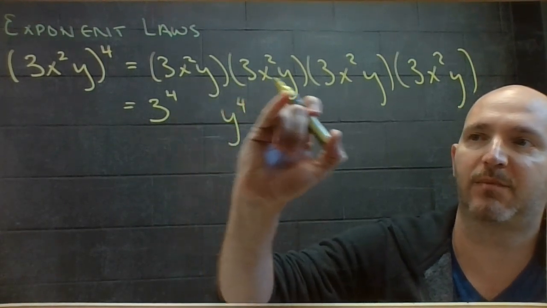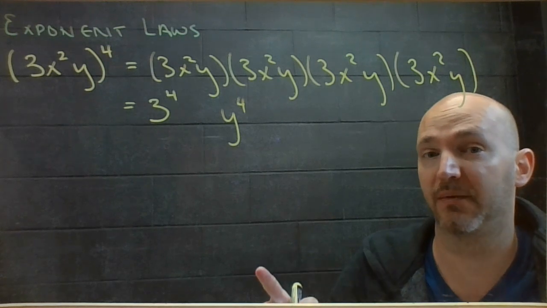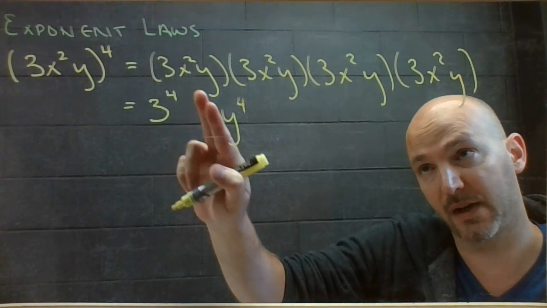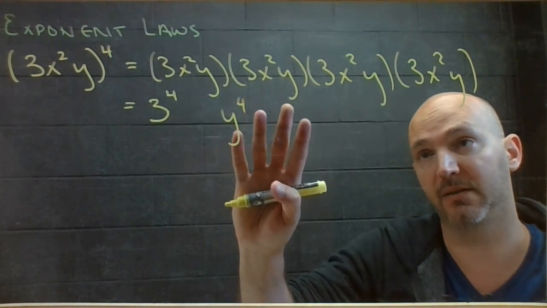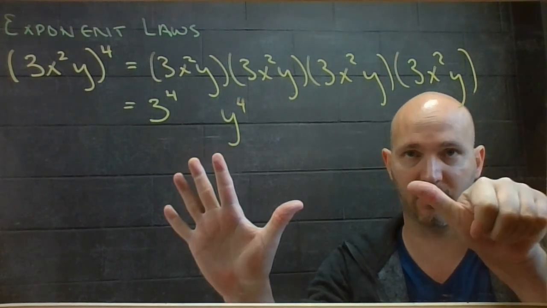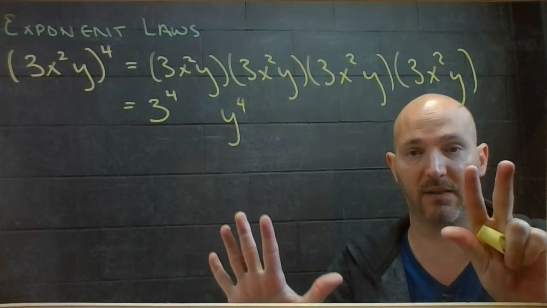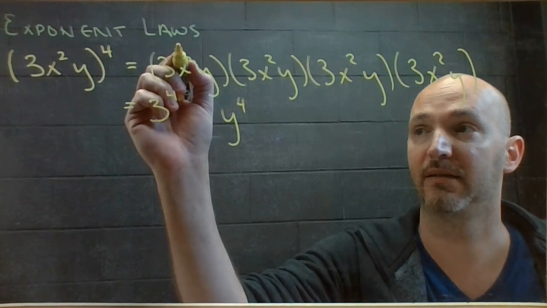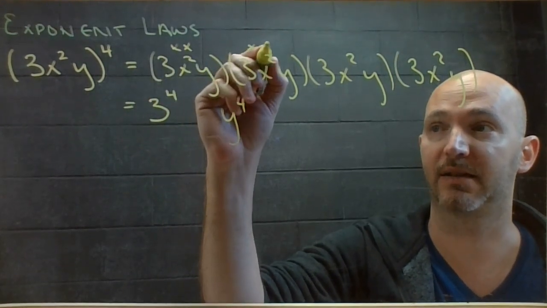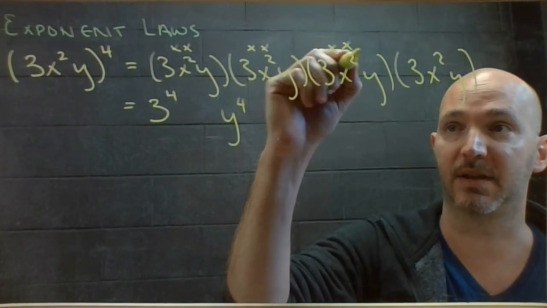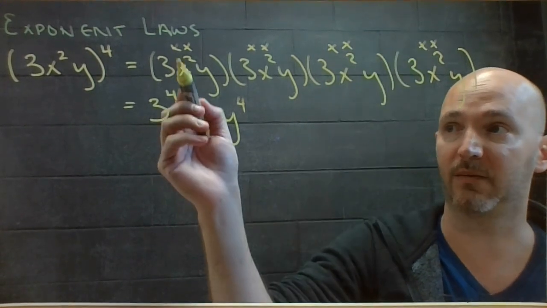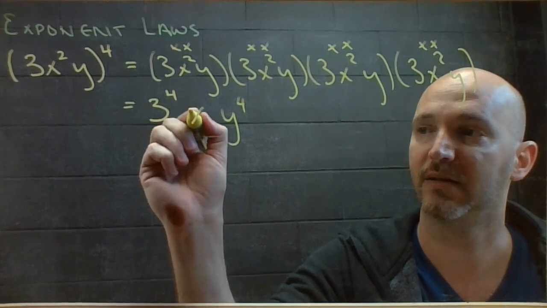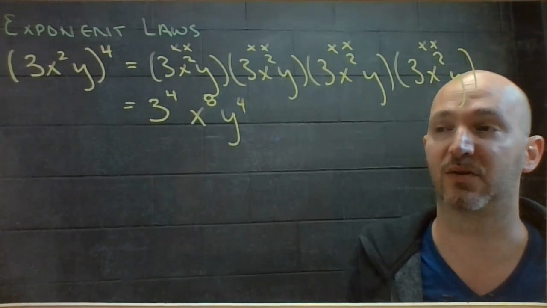But in each of these brackets, there isn't a single power of x. Now there's 2 powers of x in there. So an x squared times an x squared times an x squared times another x squared gives me 8 of them in total. Right? That's x times x, x times x, x times x, x times x, 1, 2, 3, 4, 5, 6, 7, 8. So this simplifies as x to the 8.